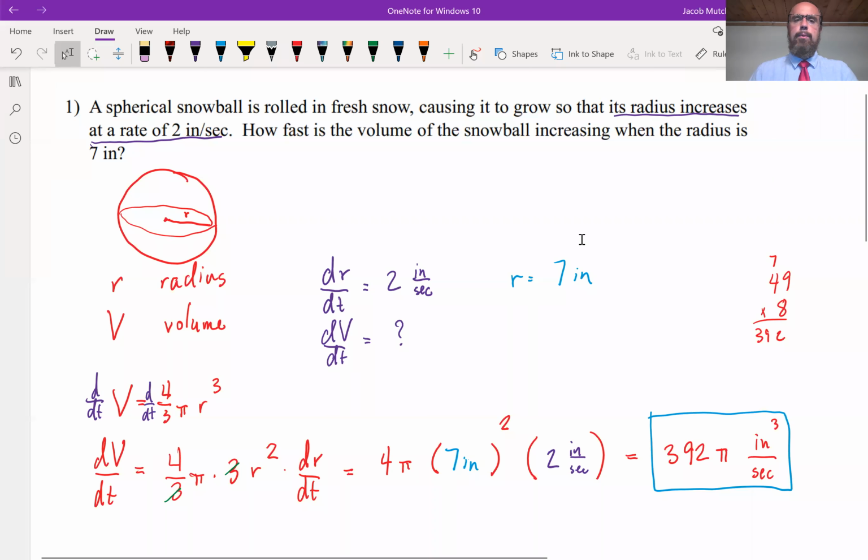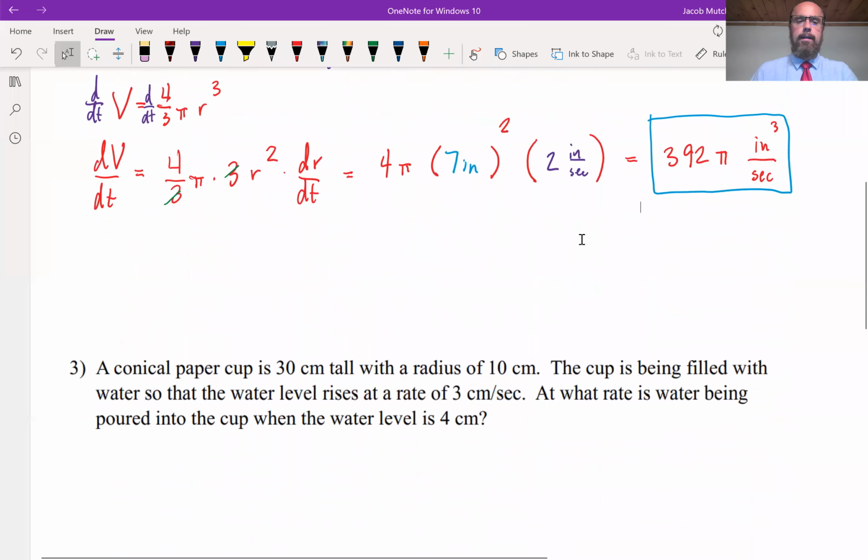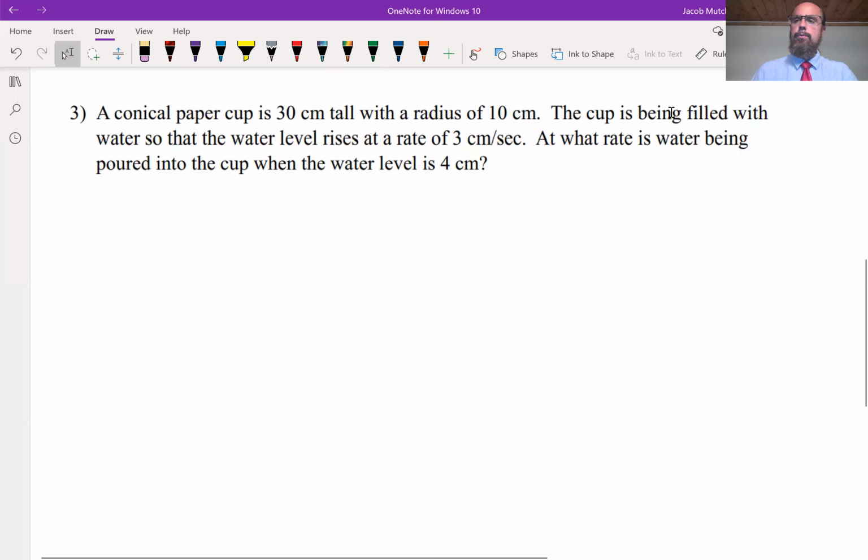So this first example looks at a sphere. Let's take a look at a cone, a conical situation. So here we're imagining a conical paper cup. A nice cup that you might get at the water cooler is 30 centimeters tall. So it's a rather large paper cup with a radius of 10 centimeters. The cup is being filled with water so that the water level rises at a rate of 3 centimeters per second. We want to know at what rate is water being poured into the cup when the water level is 4 centimeters.